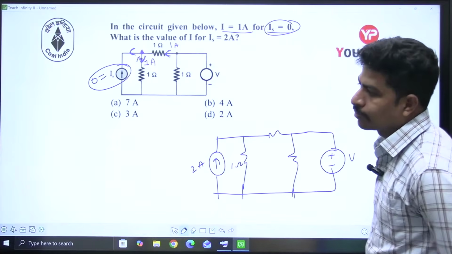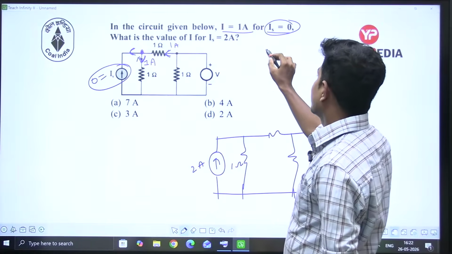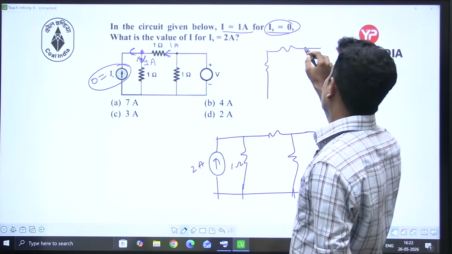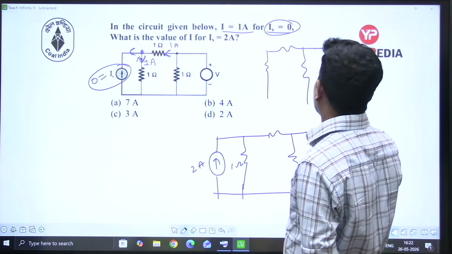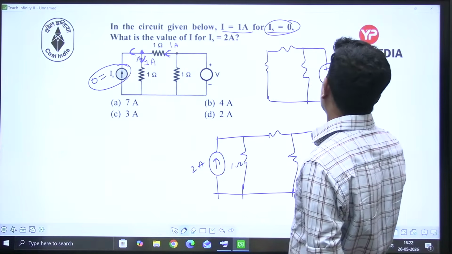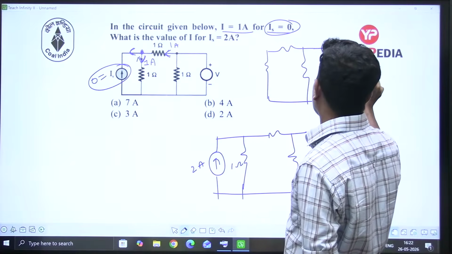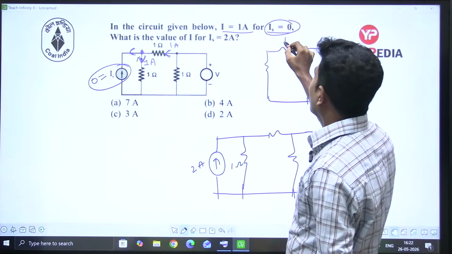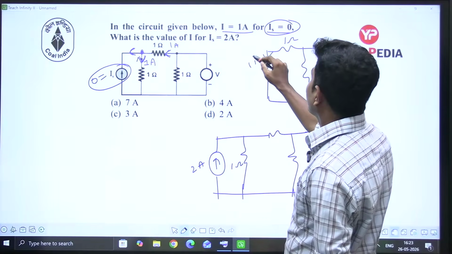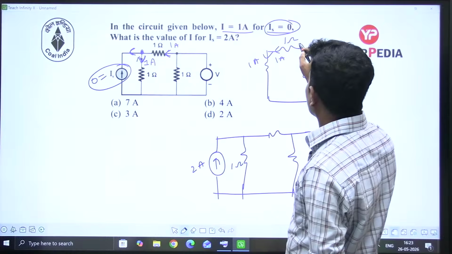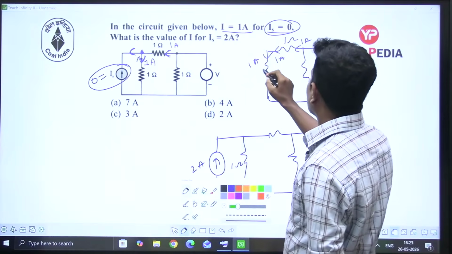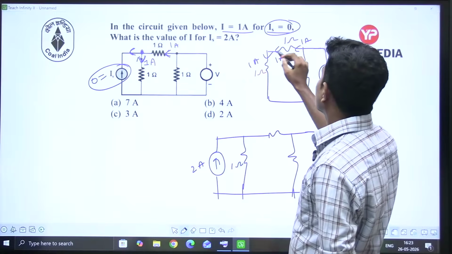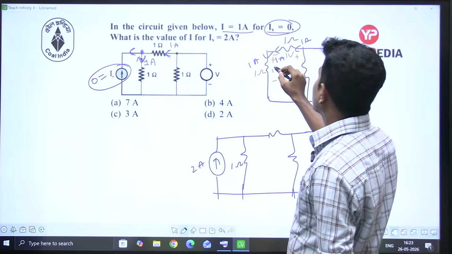See, first case, this is the circuit. Good question. All of you must try to understand. Plus minus V volt, we don't know, we have to calculate it. This is 1 ohm. This current is 1 ampere, therefore this current should be 1 ampere. This is anyhow 1 ohm, so this is plus minus 1 volt.